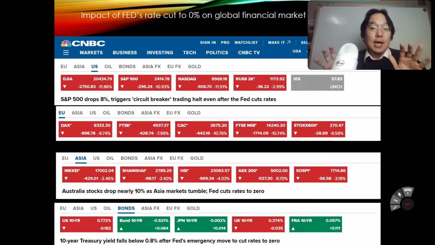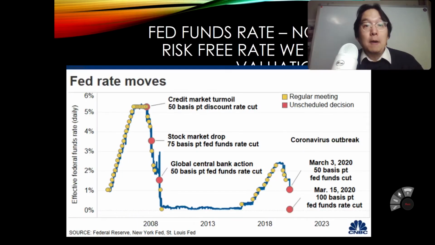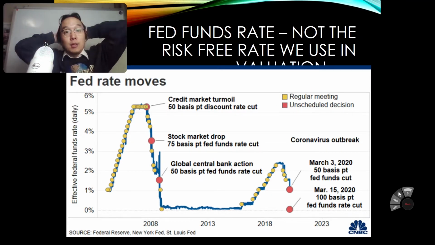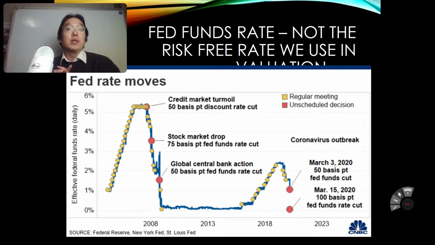So that's the idea. Now, I'm going to spend some time on the Fed funds rate and the risk-free rate, or U.S. Treasury, to talk about the central banks, and then I'm going to contrast this with the U.S. Treasury. The Fed funds rate is what Jerome Powell said we are going to target.